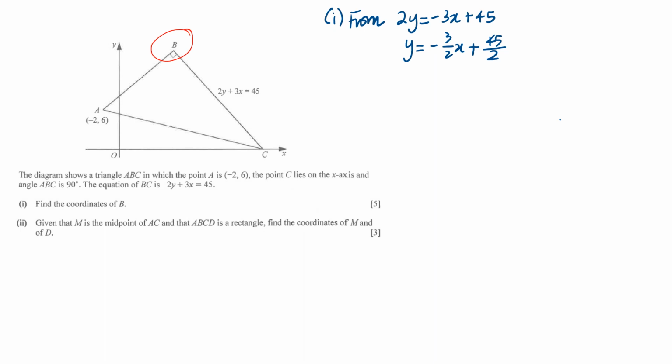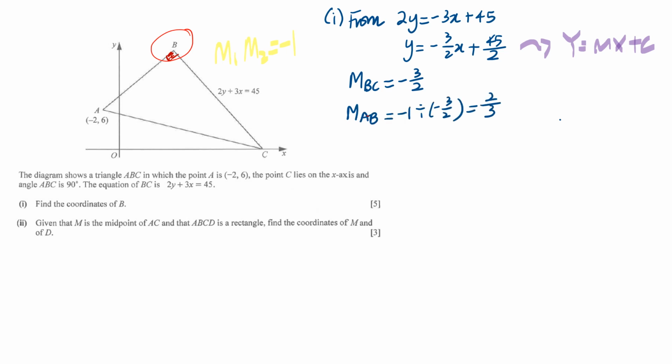If you look here, your AB is perpendicular to BC. There's a 90 degrees here. Hence, you can apply the concept m1 times m2 equals -1. So we have to make use of the equation of BC to find the gradient. Write it in the form y equals mx plus c. In this case, your gradient will be -3/2. Hence, the gradient of AB will be -1 divided by -3/2, which gives you 2/3.